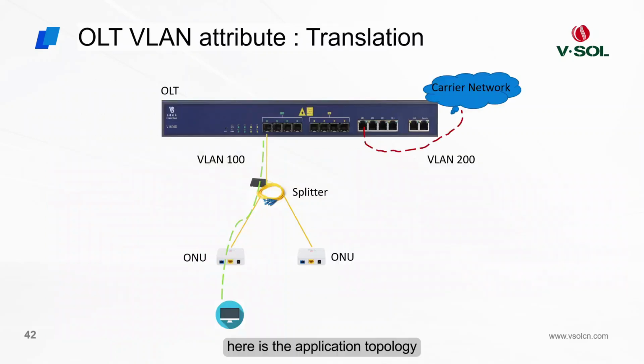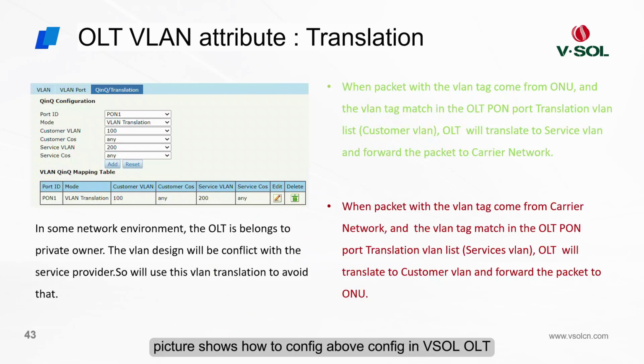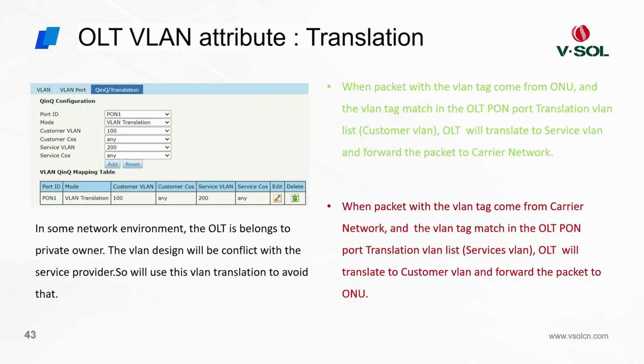Here is the application topology. You can see, on the old uplink port the service VLAN is 200, and on the ONU side the service VLAN is 100. So in this case, the OLT translates VLAN 200 data to VLAN 100 and delivers it to the ONU. Picture shows how to configure the above in the VSOL OLT.